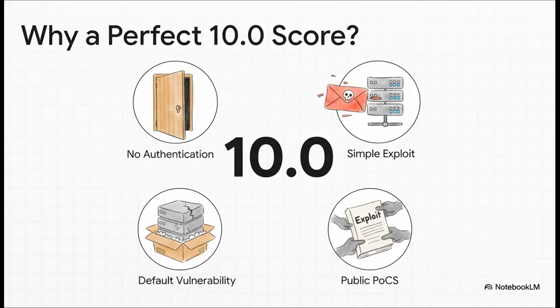Now, here's why that score is a 10. It's a perfect storm. An attacker needs zero credentials. The whole attack can be pulled off with just one carefully made web request. And this is a huge one. It works on default installations. This isn't a case where a developer had to mess something up. And the cherry on top? The exploit code was made public almost immediately, basically giving every bad guy out there a ready-to-use weapon.